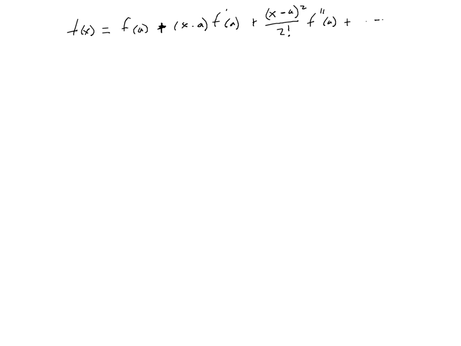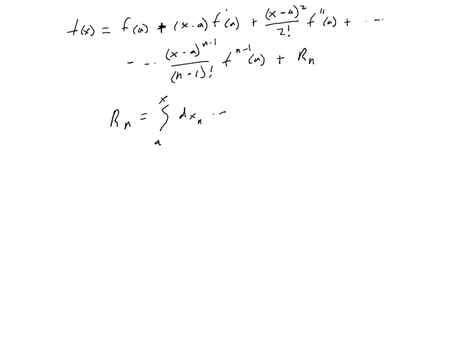plus some other stuff. And then eventually some of that other stuff is going to get to x minus a to the n minus 1 power over n minus 1 factorial of the n minus 1 derivative at a, plus the remainder of this. And the remainder, the R sub n here, is really going to be equal to all these integrals that are left over where you're doing the nth integral or the infinite integral or whatever of this.